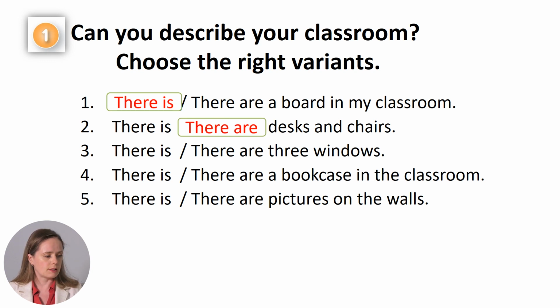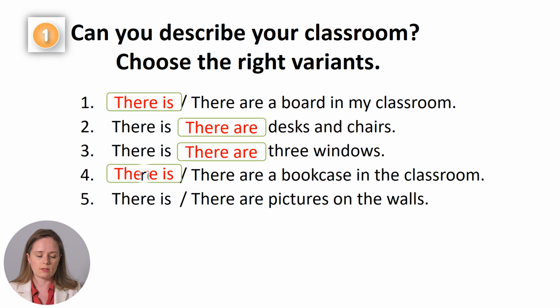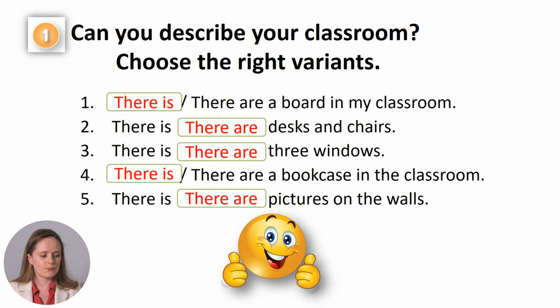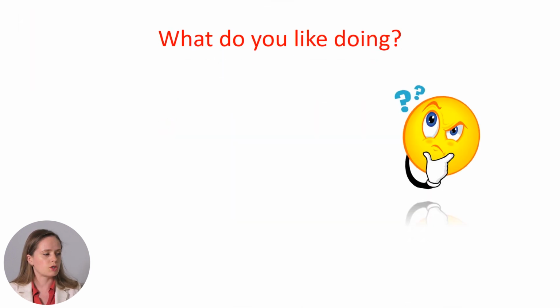Next sentence, there are 3 windows. Next sentence, a bookcase. You can replace it with one bookcase. So if it is one, we should use there is. Here is the answer. And the last one, we have the word pictures, and the letter S at the end of the word pictures tells us that there are more than one. So, there are pictures. Okay, very good for those who did a good job. Let's go to the next question.